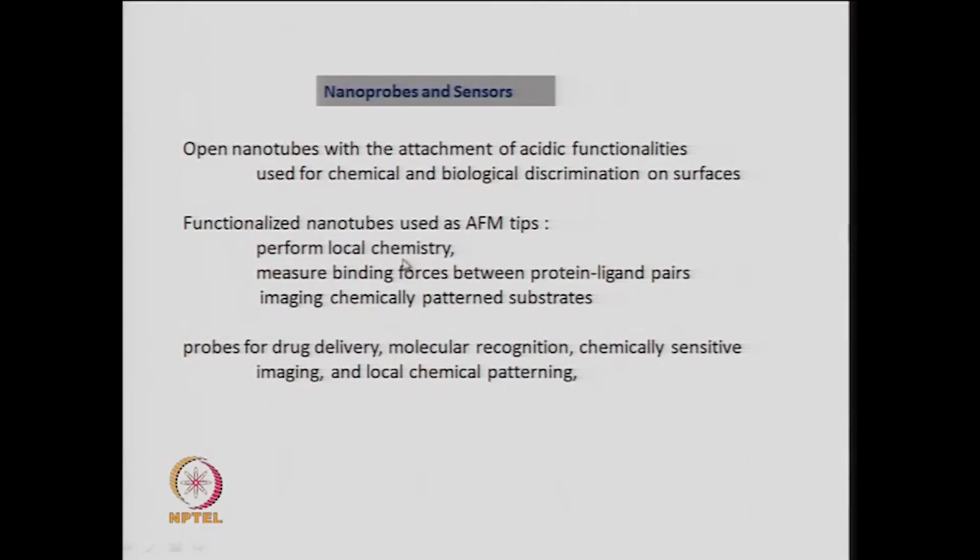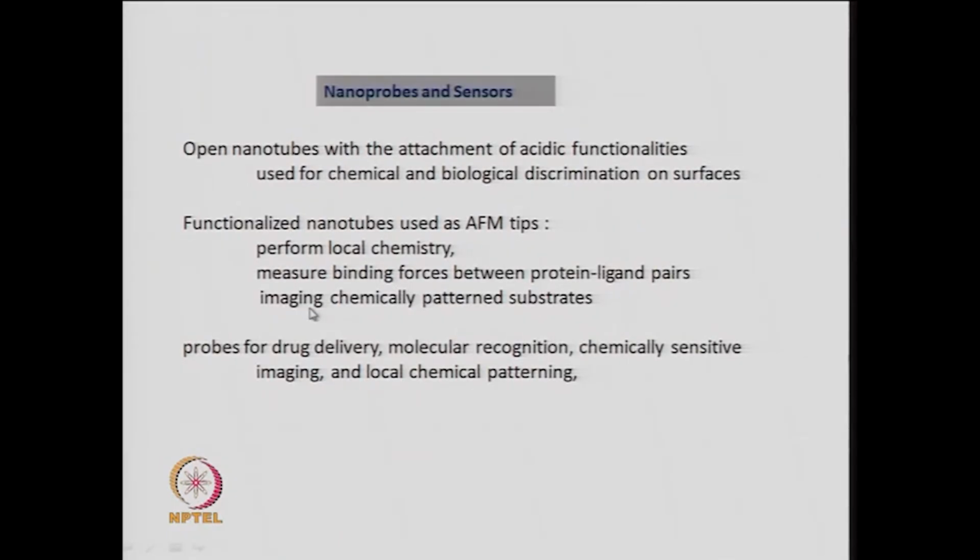You can do measurements like find out what is the binding force between a protein and a ligand. So, if you can measure the energy to pull apart a protein and a ligand using a carbon nanotube, you can find out then what was the binding force between this protein and ligand.